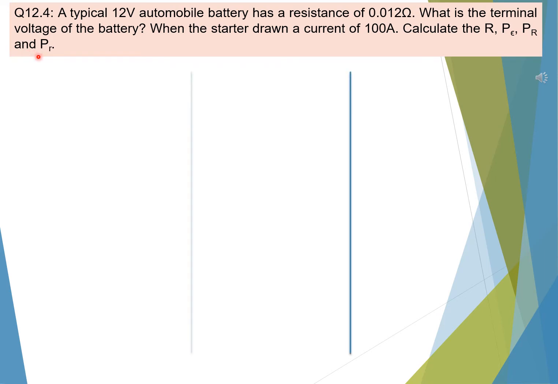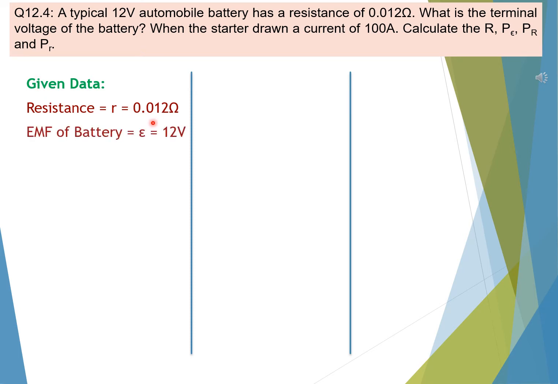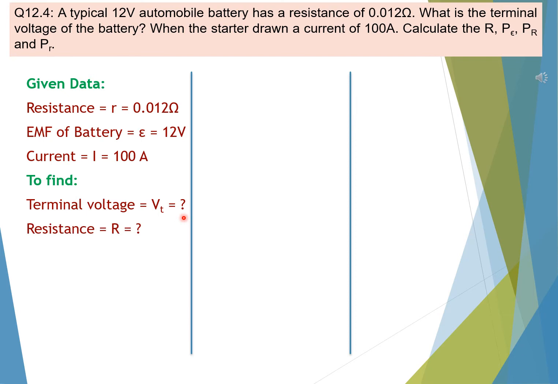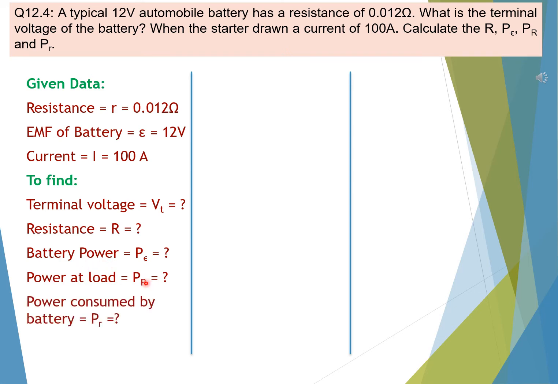As the resistance of the battery is given, that is small r is equal to 0.012 ohm, and the EMF of the battery is 12 volt and current is 100 ampere. We have to find out the terminal voltage, resistance, power PE, that is battery power, power at load PR, and power consumed by battery P small r.